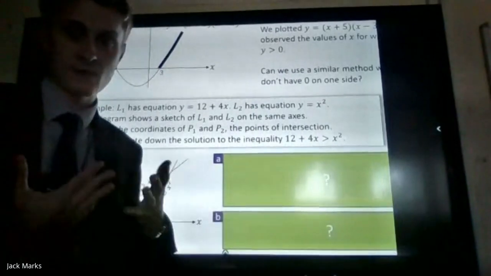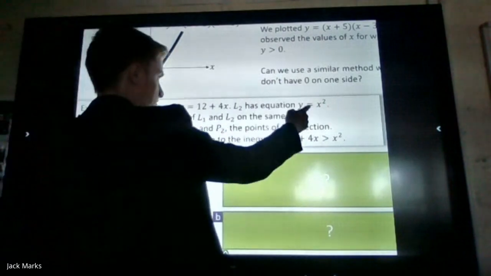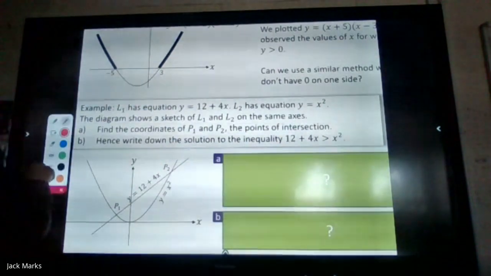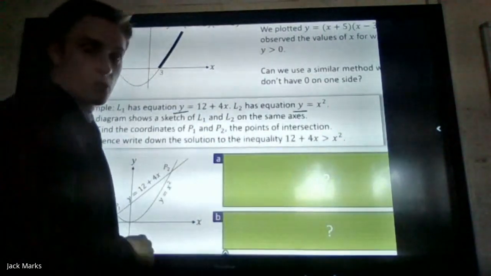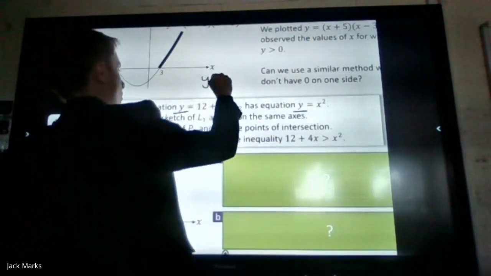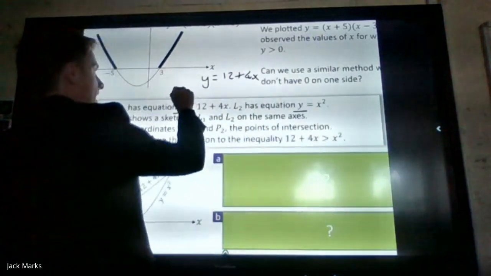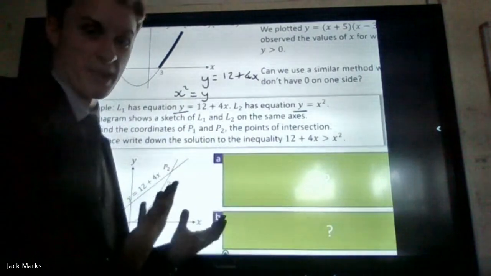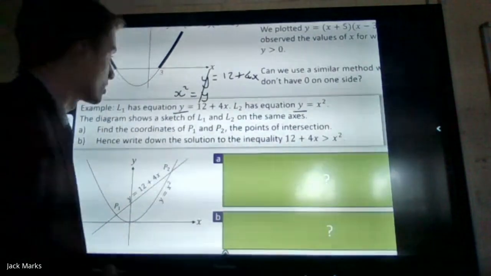Well, that's the same as solving algebraically. So if you use substitution, because this one confuses people sometimes: if there's a y there and a y there, you can just set them back to back. So if I say y equals 12 plus 4x, and I write x squared equals y, can you see they're back to back, they're the same thing? It's just the same as doing that, if you want a shortcut.